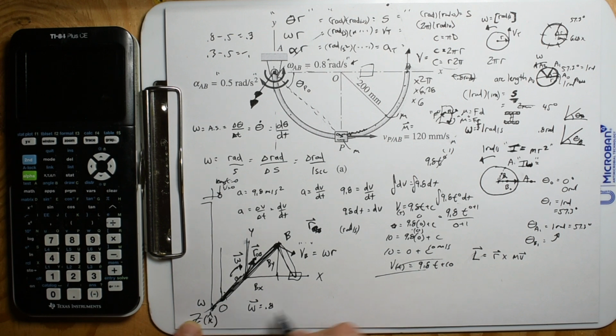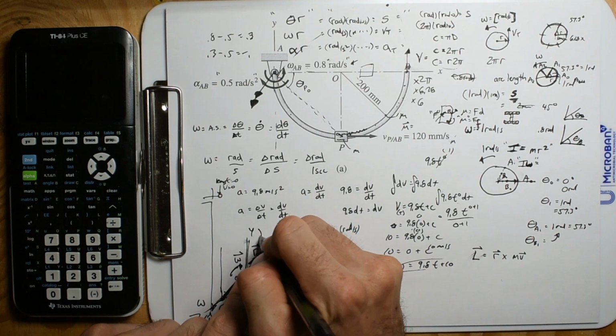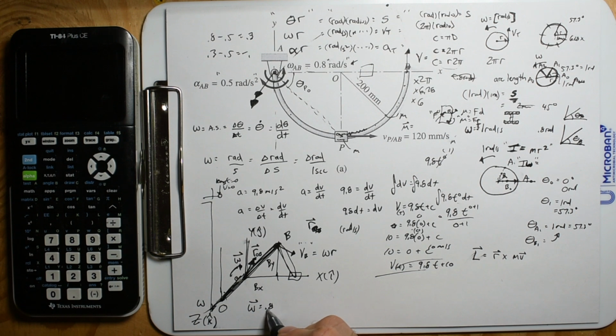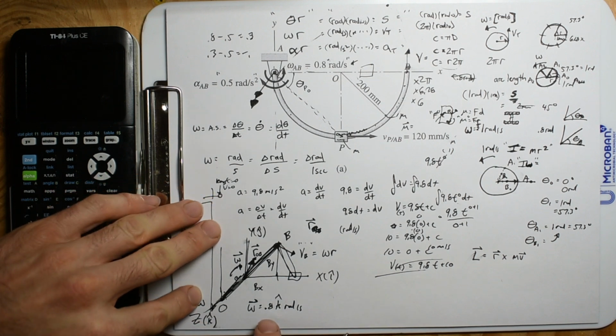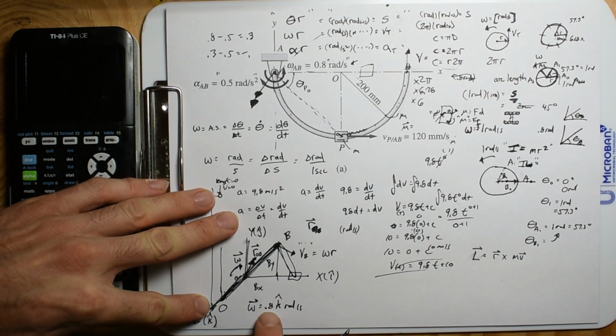So this is the k hat direction, this is the i hat, and this is the j hat. So we have 0.8 k hat radians per second. Okay, so now, what do we multiply?